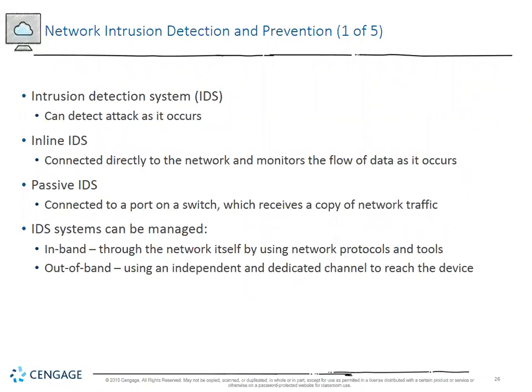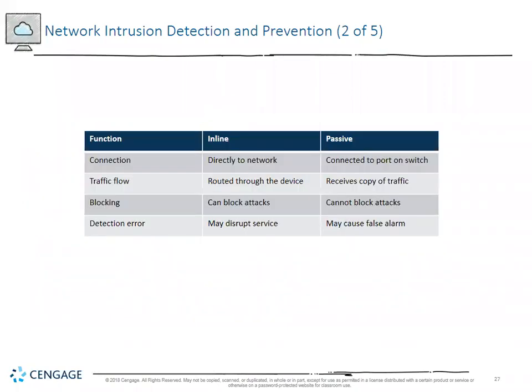Passive connects to the network, but it receives a copy of the traffic. The real big difference between inline and passive is that inline is actually looking at live data. It can stop the traffic, it can delete it, it can do whatever it wants, whereas passive is just a copy of it. You can't actually stop anything. IDSs can be managed. There's one called Snort, which you play with in one of the classes. It's amazing what you can do with some of these IDSs nowadays. Okay.